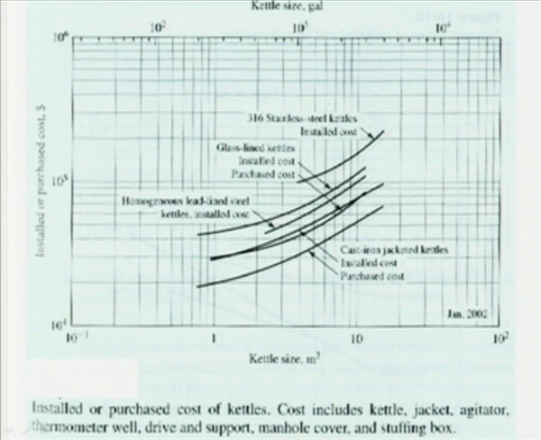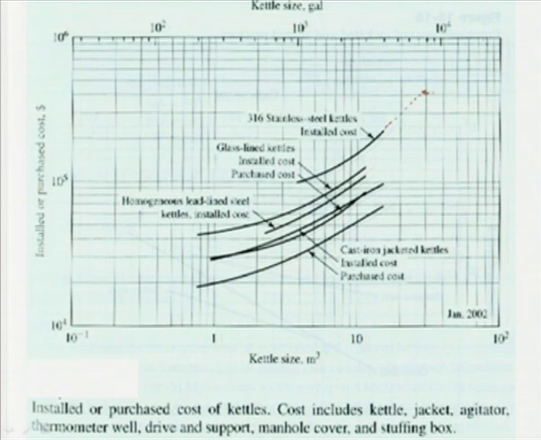Now, various types of reactors are available. We go for the glass lined reactor and then 30 meter cube of volume. So, we have to extend this particular line to 30 meter cube, 10, 20, 30. So, here we get the cost as approximately $200,000. Okay. So, this is the installed cost.